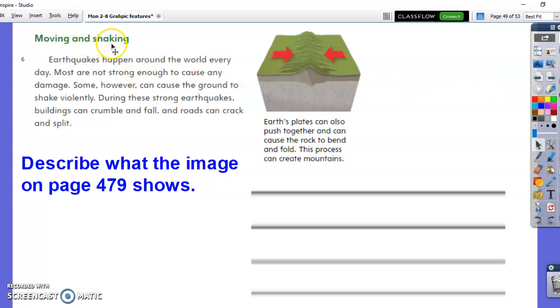Moving and shaking. Earthquakes happen around the world every day. Most are not strong enough to cause any damage. Some, however, can cause the ground to shake violently. During these strong earthquakes, buildings can crumble and fall, and roads can crack and split. Earth's plates can also push together and can cause the rock to bend and fold. This process can create mountains. Describe what the image on page 479 shows.